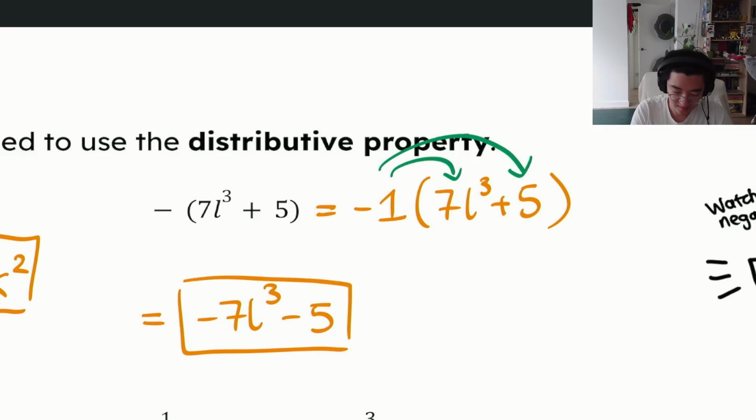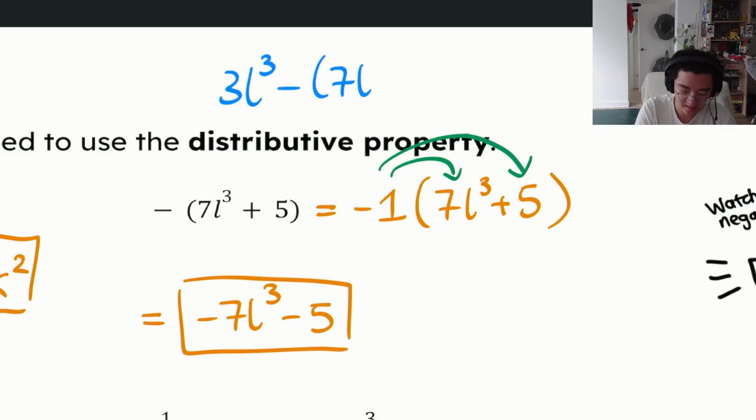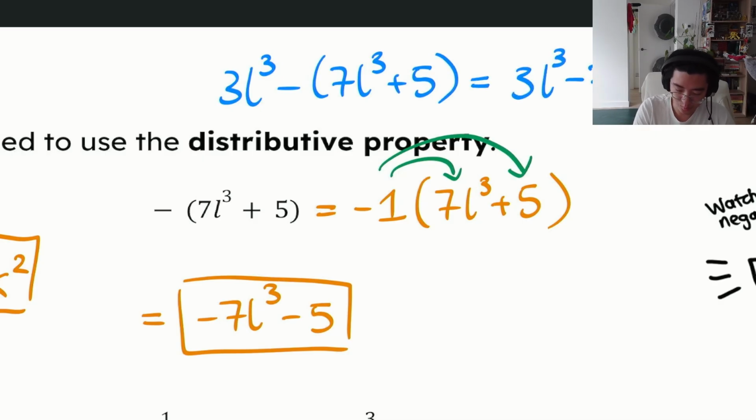So this is why, say for example, if we have like 7L cubed minus the bracket 7L cubed plus 5 like this, that's why we flip the signs. It's because we're literally just multiplying this bracket by negative 1.